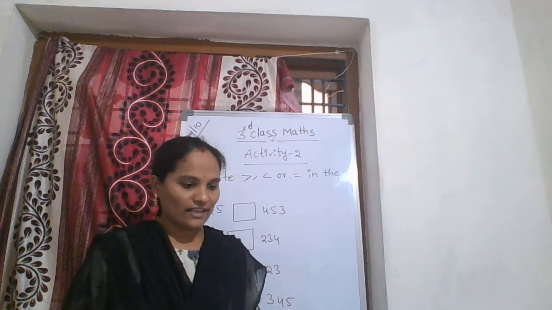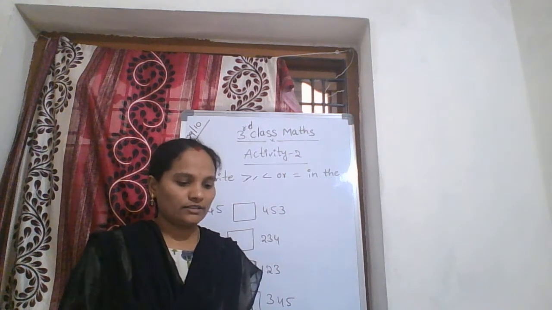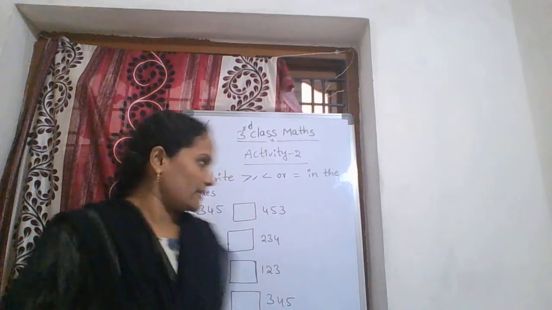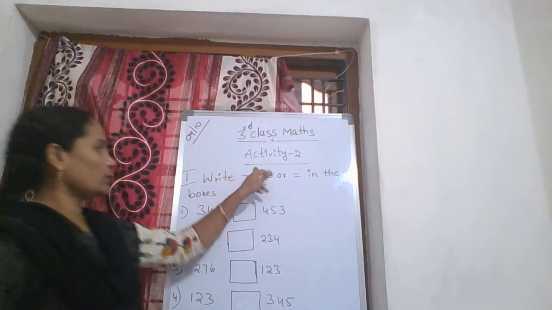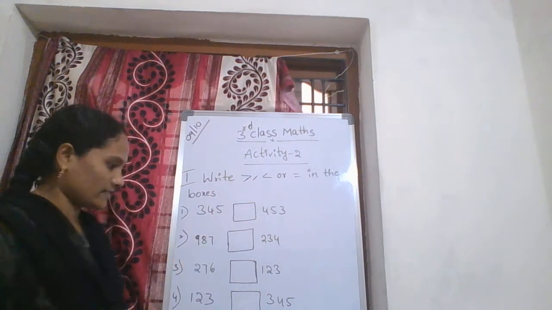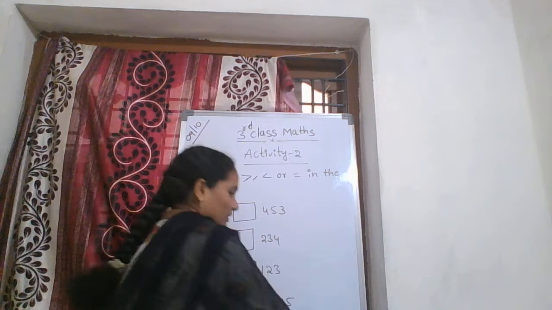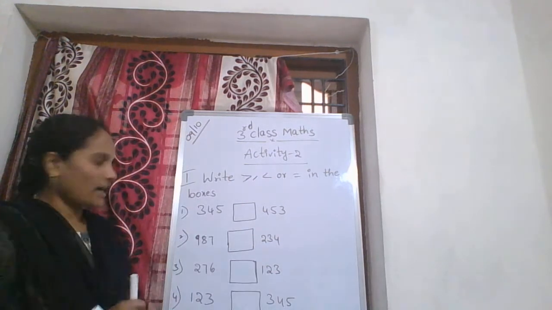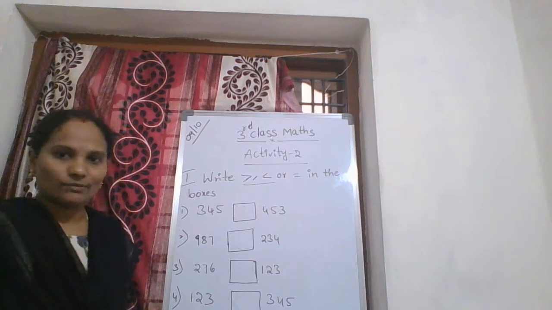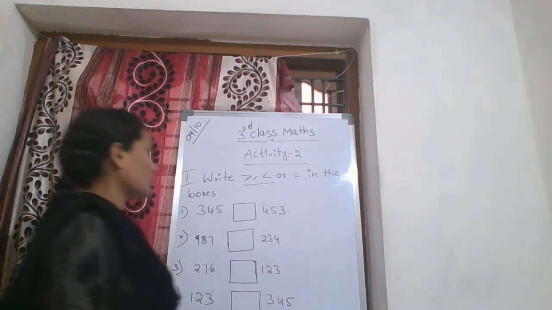In your previous class, you learned short forms and place values. Let's see activity 2. Write greater than, less than, or equal in the boxes. In your previous classes, I explained about these symbols. Children, I will explain again.